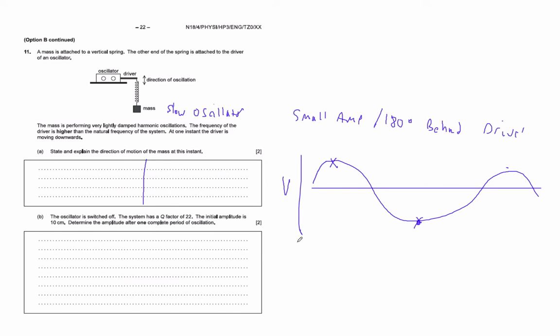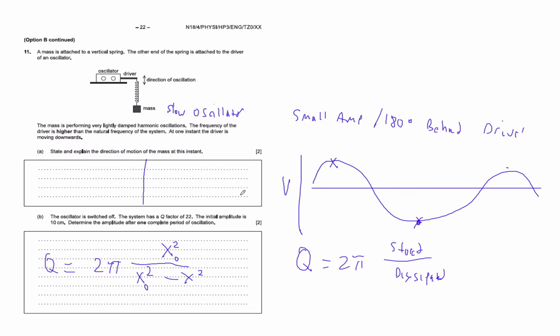Okay, the oscillator switches off. Finally, a calculation. The Q factor of the system is 22. So we're going to use this: Q is 2 pi energy stored divided by energy dissipated in one cycle. Ultimately we're going to put the 22 in here, so Q is 2 pi, and then we do the original amplitude squared over x naught squared minus x squared.